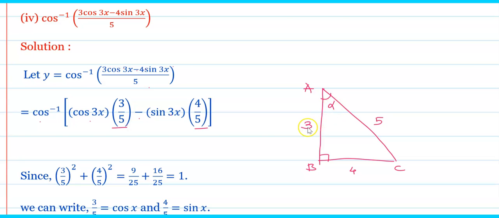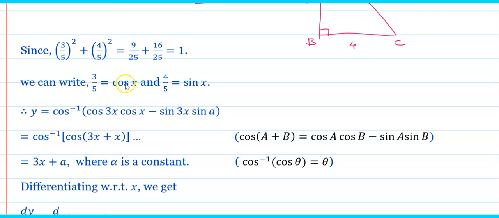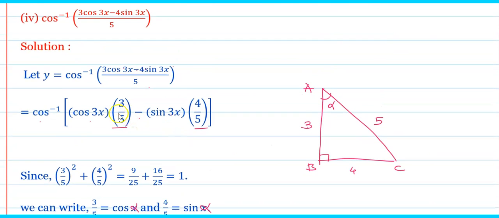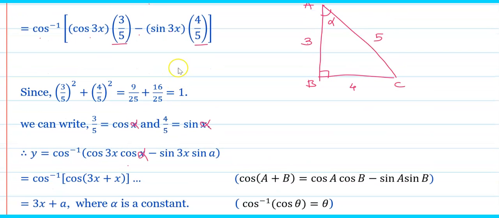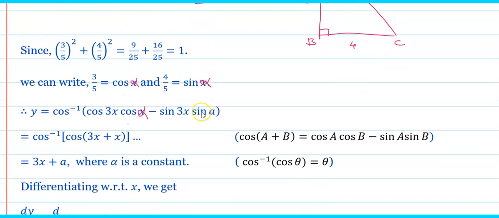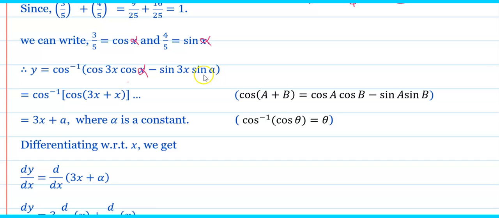That is, cos of alpha is 3 by 5, sin of alpha is 4 by 5. Cos alpha is equals to 3 by 5 and sin alpha is equals to 4 by 5, and hence instead of this x I am writing here alpha. See here, for 3 by 5 we take cos alpha and for 4 by 5 it's sin alpha.